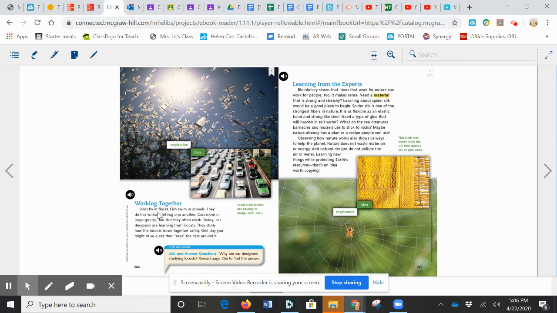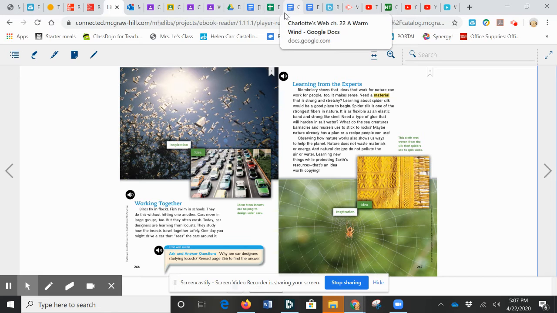It says, birds fly in flocks. Fish swim in schools. They do this without hitting one another. Cars move in large groups too, but they often crash. Today, car designers are learning from locusts. They study how the insects travel together safely. One day, you might drive a car that sees the cars around it. That would be cool, wouldn't it?